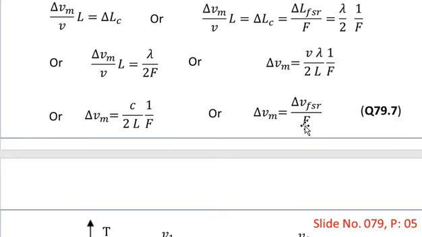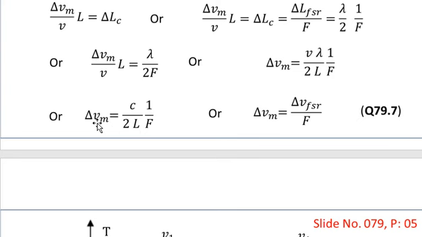So you see that this is the condition. Now look at this condition, that is delta nu m is equal to C over 2L into 1 over F. So you see that this condition gives us how the two minimum wavelengths to be resolved must satisfy this condition.